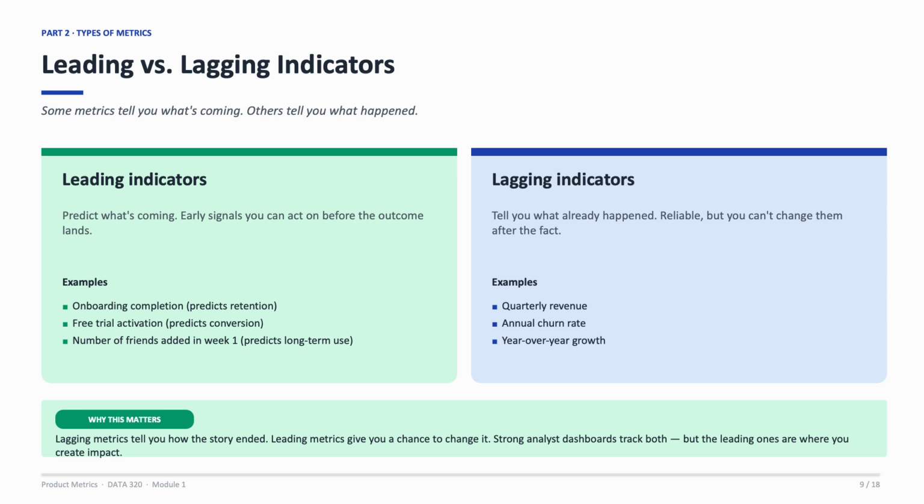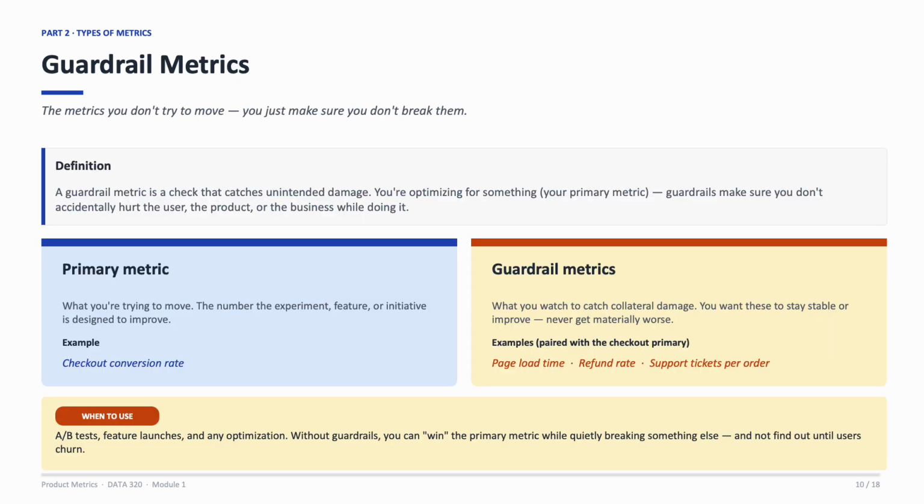A way to remember it: lagging metrics tell you how the story ended. Leading metrics give you a chance to rewrite it. Now, even when you pick good leading metrics, optimizing for them can backfire. That's where guardrail metrics come in. This is the direct antidote to Goodhart's law from the other slide I mentioned. Guardrail metrics are an underappreciated concept that separate rigorous analysts from sloppy ones.